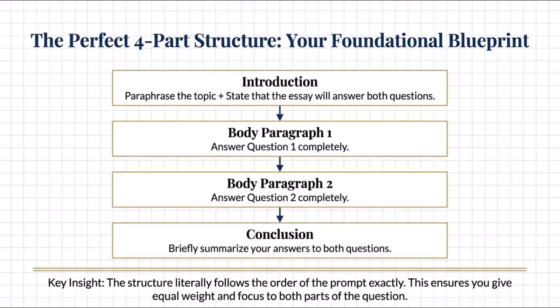Your second body paragraph. Then you will move on to answering the second question from the prompt. Again, develop your answer fully with explanations and examples. Your conclusion. Finally, your conclusion will briefly summarize your answer to question 1 and then your answer to question 2. This structure ensures you give equal weight and equal focus to both parts of the prompt, which is absolutely essential for a high score in task response.